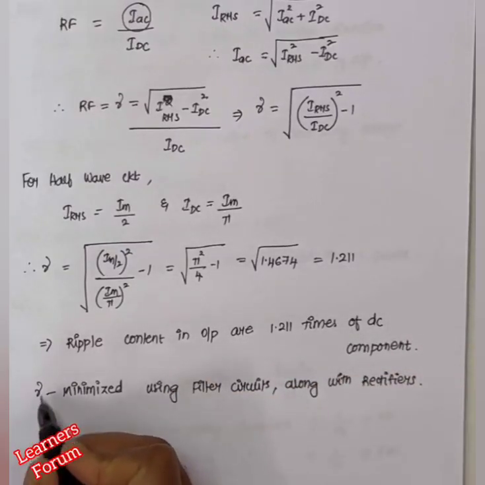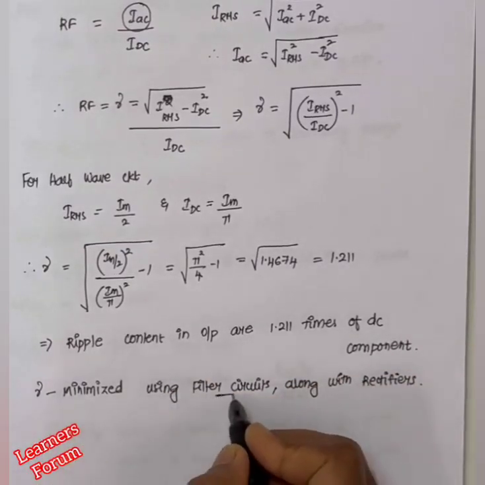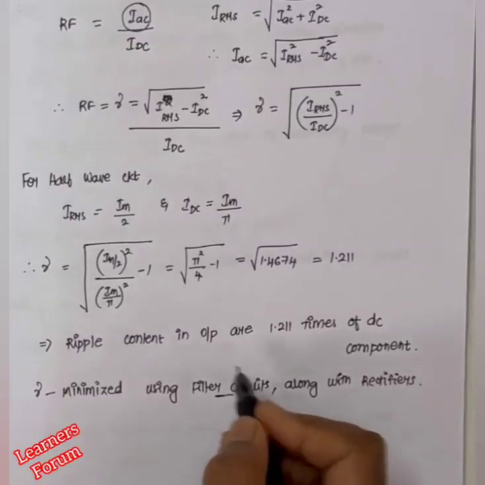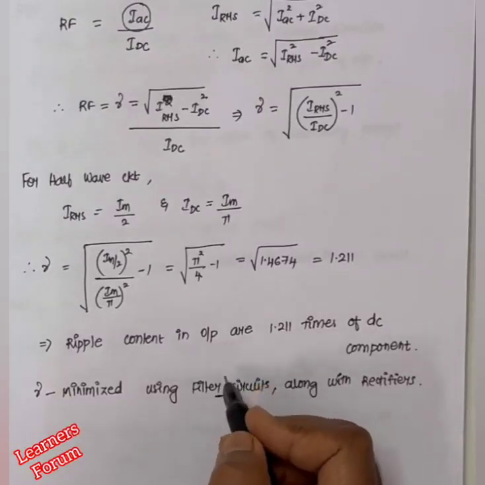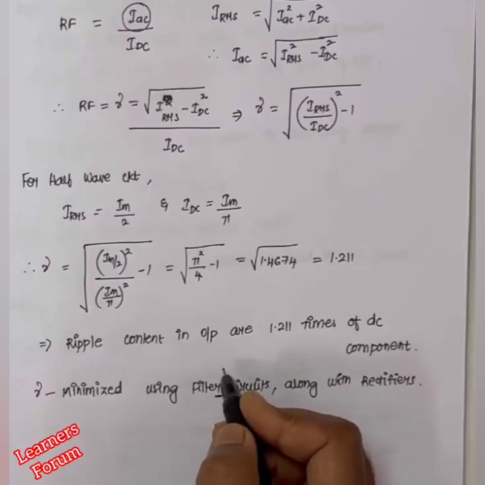So this value of ripple factor can be minimized by using filter circuits along with the rectifiers. So this is the concept about ripple factor in general and in the half wave rectifier circuit.